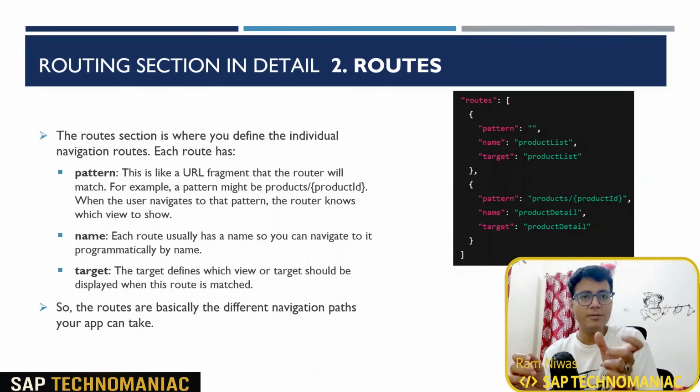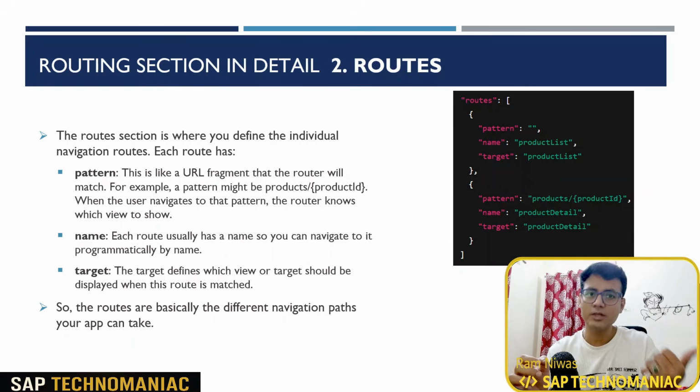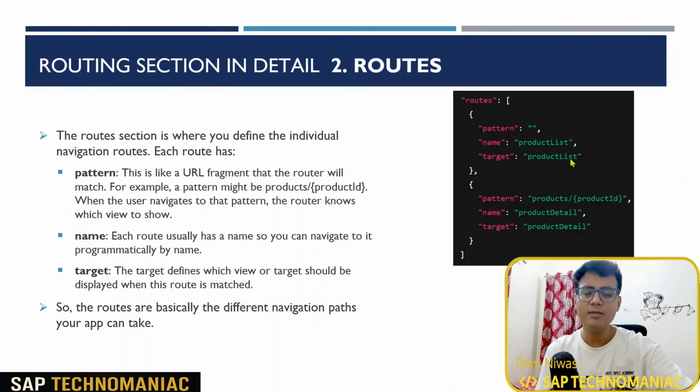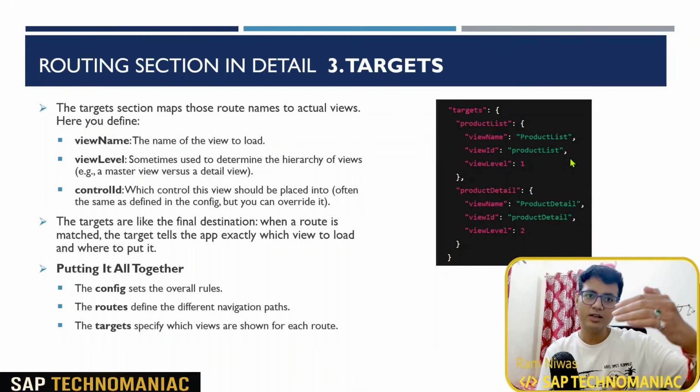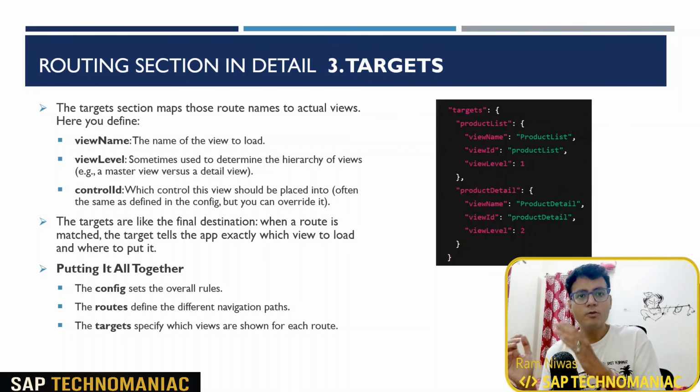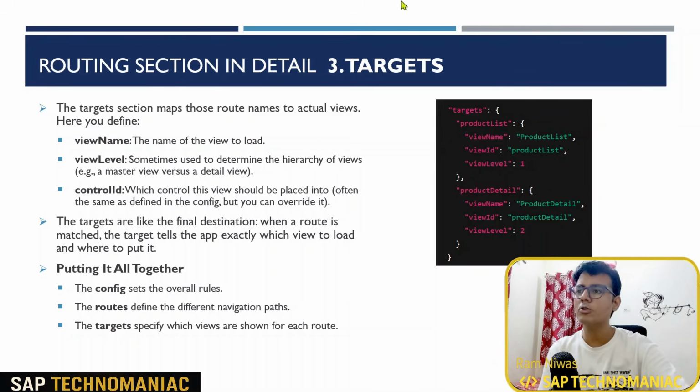Whenever this pattern matches, whenever the URI calls this particular pattern, then which target should be hit. In the target, we will define which view should be called. Here I am just giving the target name, and further target details I give in the next section: what is my target name and which view should be called whenever this target is called by your route. So this is all the configuration we are defining, so we can move from one page to another page easily. If you put it all together, the config sets all the rules of the routing.